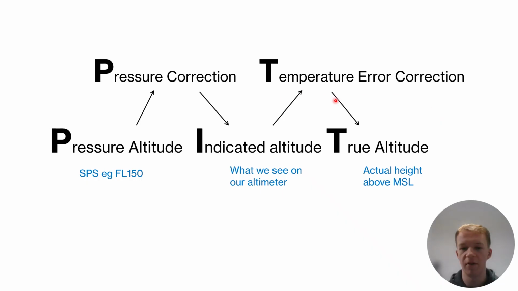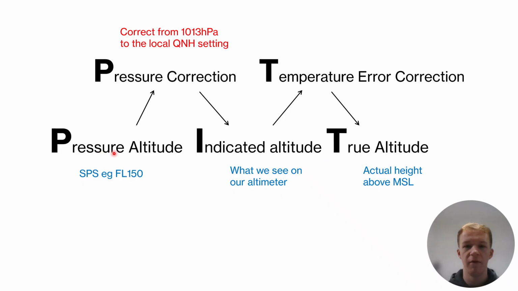You notice we have temperature error correction here. So temperature error correction is based on your altimeter never always indicating the correct altitude. It will always be slightly off unless conditions in the atmosphere are absolutely perfect. So that's why our indicated and our true altitudes are different values.